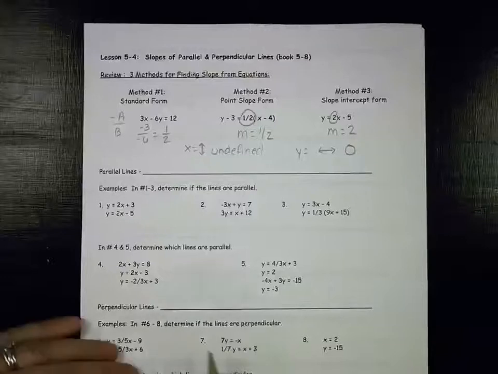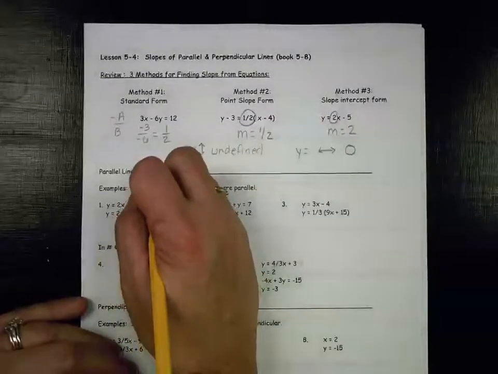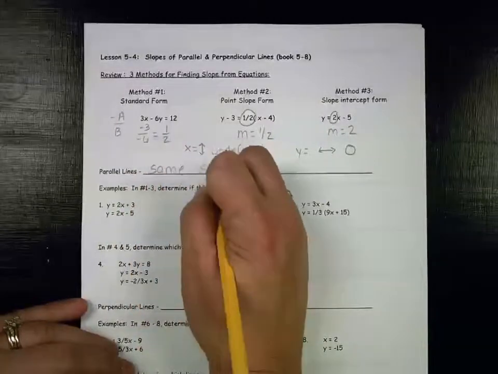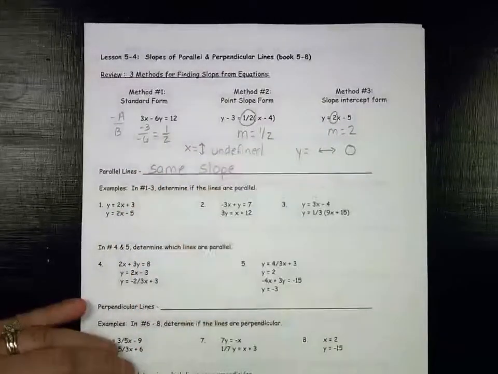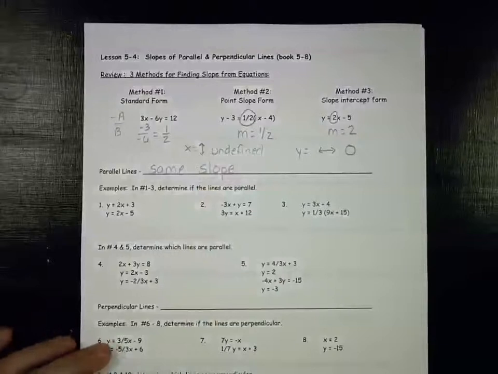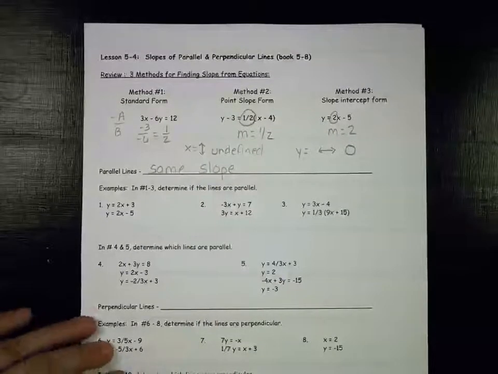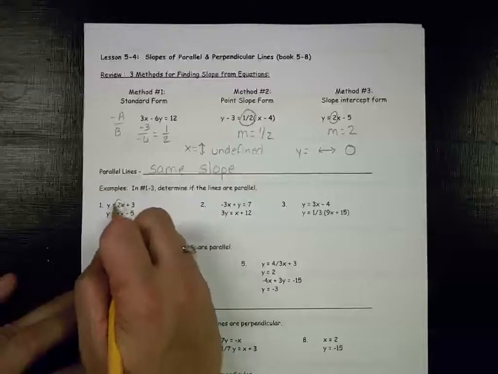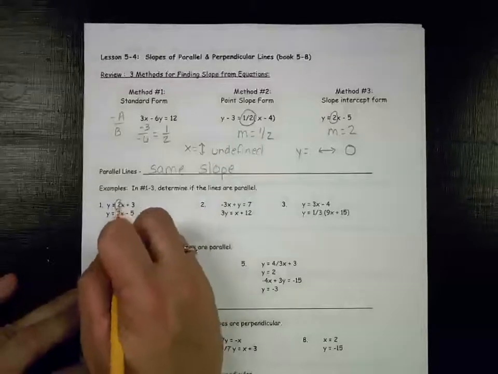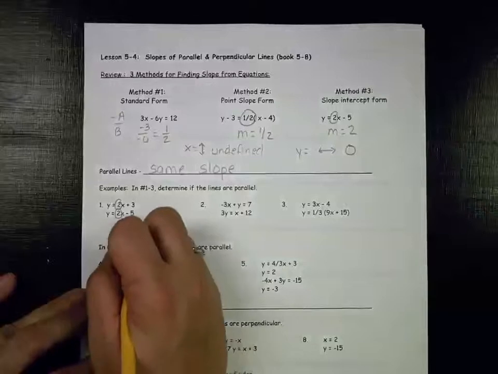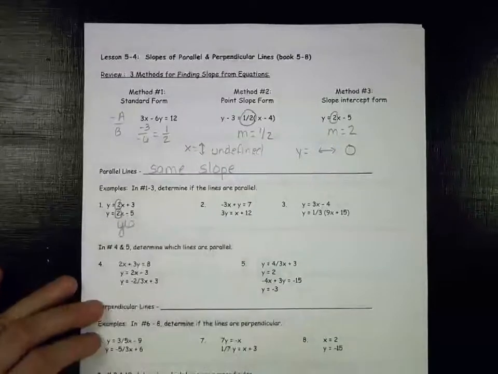Our first piece of information tells us parallel lines have the same slope. And we're going to use these equations to determine if the lines are parallel. First one, slope is 2, slope is 2. So you would say, yes, those lines are parallel.